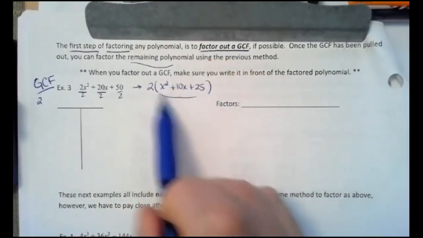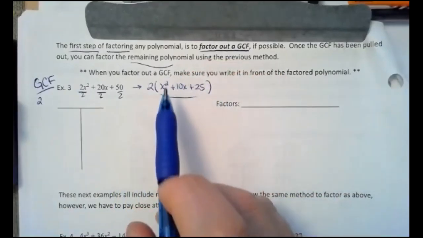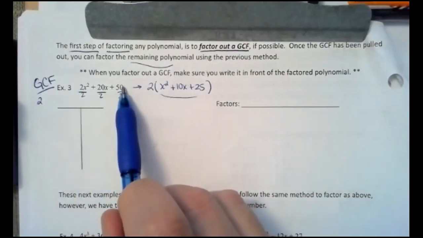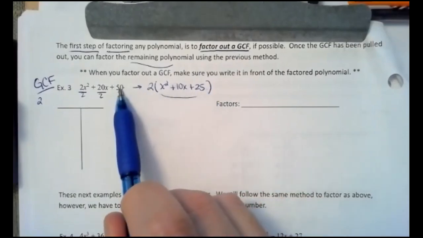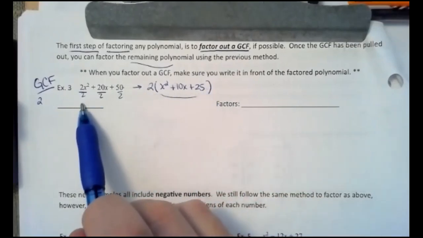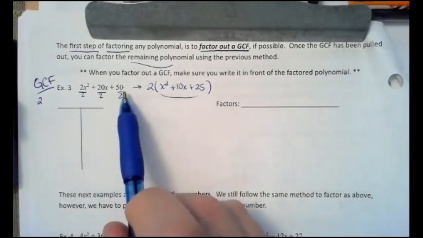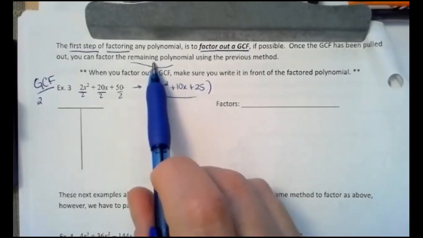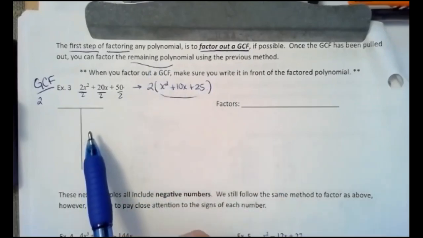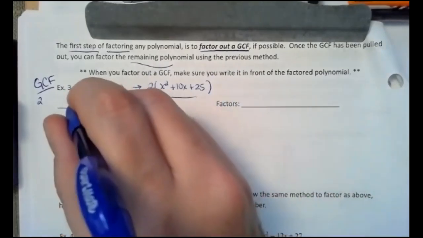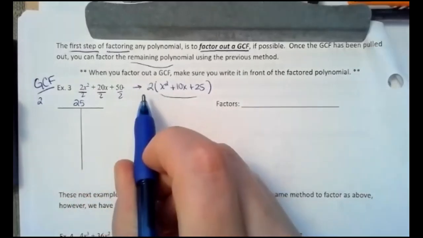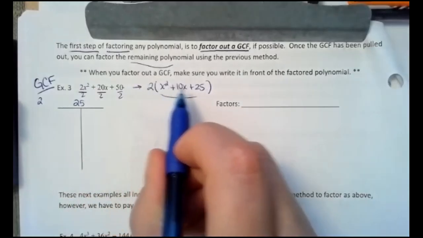That's the remaining polynomial. What number do I put on top of my t-chart? Am I going to put 50 or 25? Good, Rex. Am I going to factor out 50 or 20? Am I going to put 50 up here, or am I going to put 25? Am I factoring the original or the remaining polynomial? The answer I'm looking for is 25. I'm going to put the 25 on top because we've already factored and reduced it by a factor of 2.